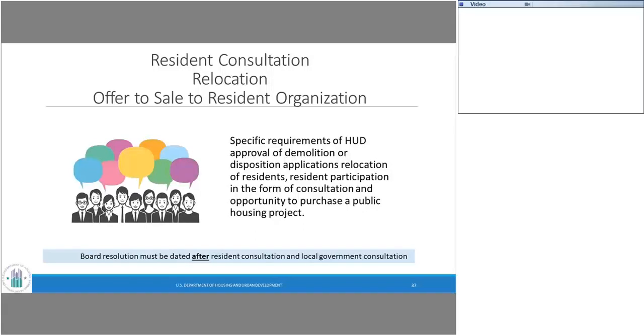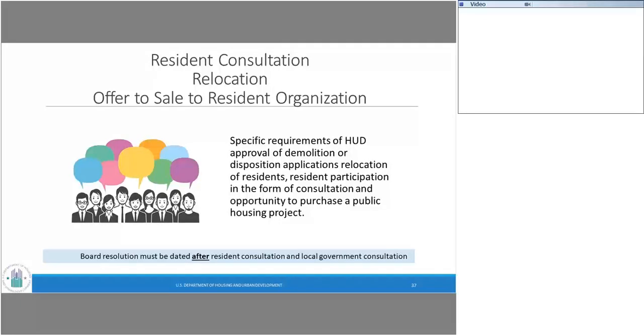I am Victoria Ban. I work alongside Arona, and today I will be presenting a high level of requirements for the approval of demolition or disposition applications as it relates to the relocation of residents, resident participation in the form of consultations, and the opportunity to purchase a public housing project. Now, any of the PHAs who I've worked with and who are in attendance will know that I am very much a hands-on reviewer, and I am very much resident-focused. Why? Because it's mandatory that residents are included in the process.